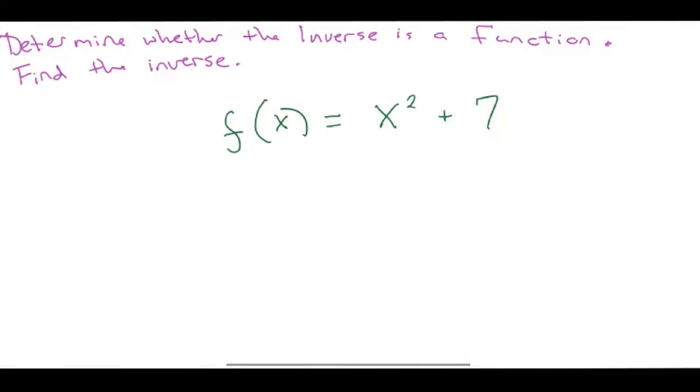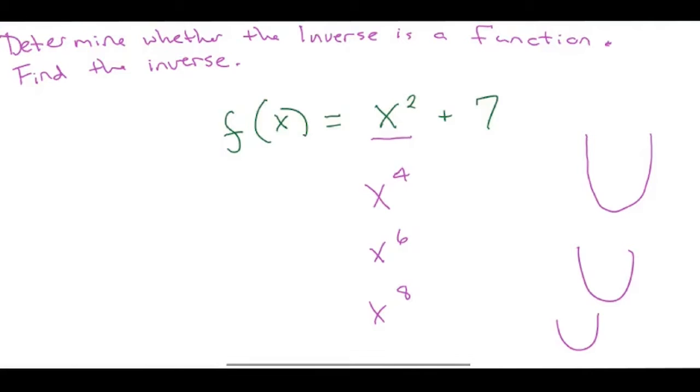Now, if you know what x squared looks like when you graph it, it is a parabola, okay? Anytime you have x to an even power, so to the 4th power, x to the 6th power, x to the 8th power, it's always going to be a parabola, okay? Now, the inverse of these is going to be a parabola on its side, okay?